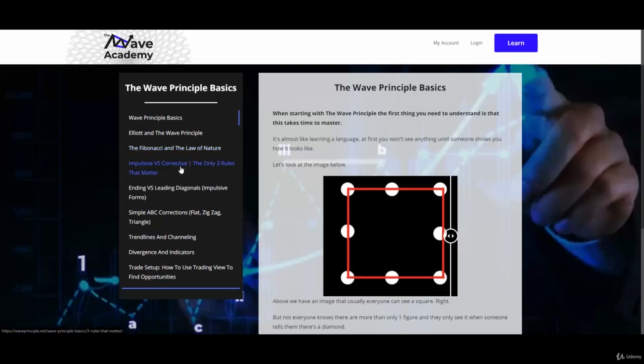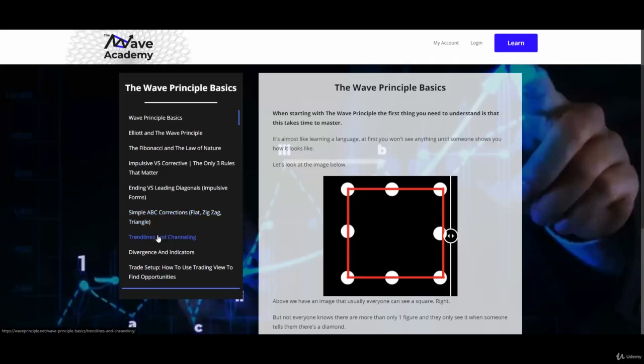We talked about impulsive versus corrective movements and the importance of only the three rules that actually matter. We have to identify an impulsive movement to watch a corrective movement that follows up with another impulsive movement. We can also talk about the difference between ending and leading diagonals and how important it is where they are appearing. We can also talk about the ABC corrections such as flats, zigzags, and triangles, as these figures are the most important things that we need to study because that's where we trade.